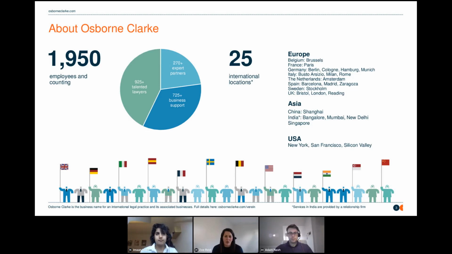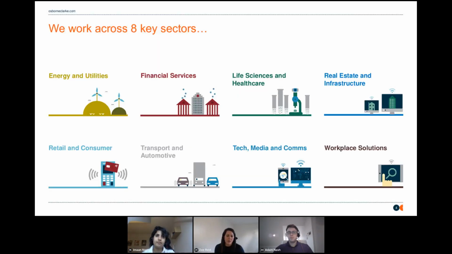So in terms of Osborne Clarke, who are we as a business? From this slide, you can see that we are an international law firm. So not just based here in the UK, but have a strong presence throughout Europe, Asia, and also some offices in the US, which allows us to service clients internationally, not just on a national basis. And we work predominantly across 8 key sectors. The biggest of these sectors is probably real estate and infrastructure, tech, media and comms, and energy and utilities, with other significant sectors being financial services, retail and consumer, and transport and automotive.